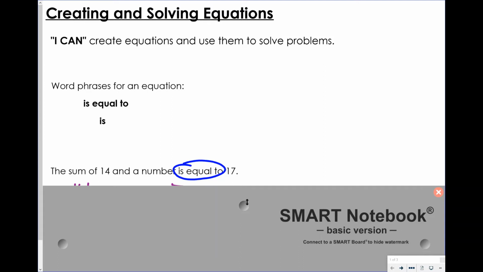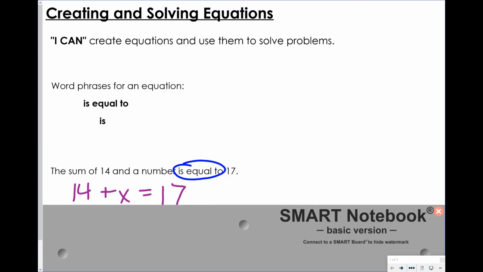So what does sum mean? Well, sum means addition. So 14 plus the sum of 14 and a number. So 14 plus x. It says any number. It could be any number. Is equal to 17. So 14 plus x equals 17. That is your answer, ladies and gentlemen. 14 plus x equals 17.